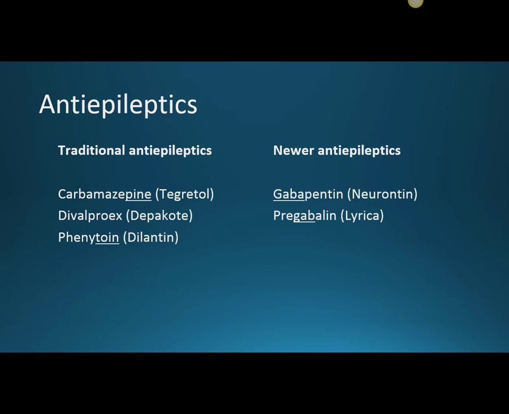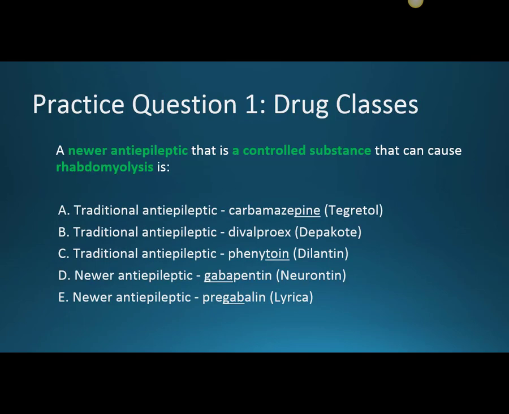The 2 newer agents are gabapentin or Neurontin and pregabalin or Lyrica. Both gabapentin and pregabalin contain GAB, but they don't actually have a direct effect on GABA receptors in the brain, which is one mechanism of action that anti-seizure medications typically use. Now we'll go over 5 practice questions regarding each of these drugs.